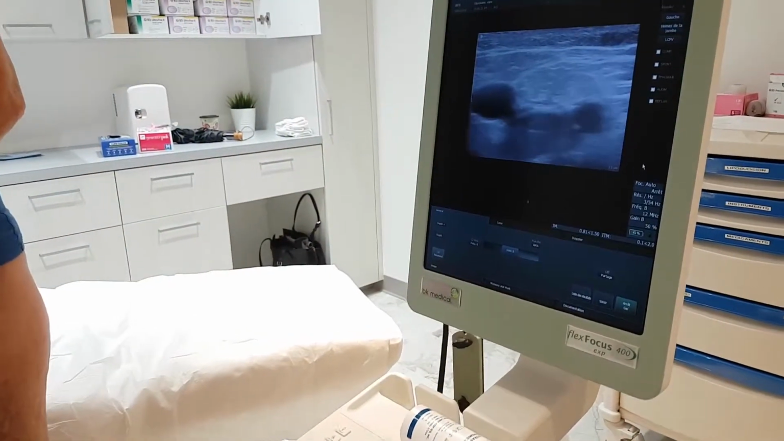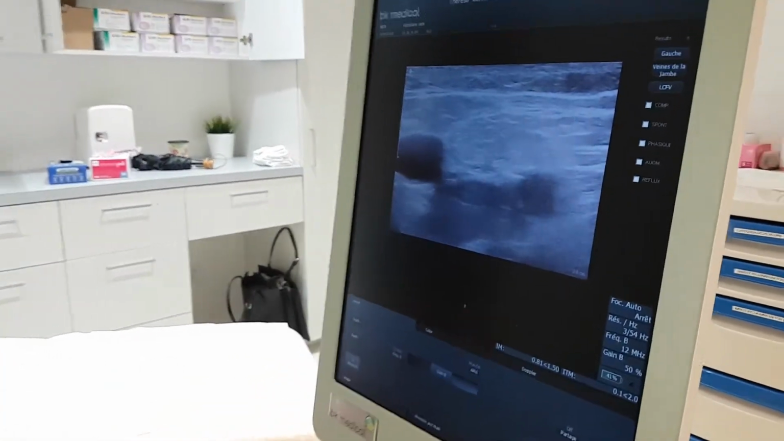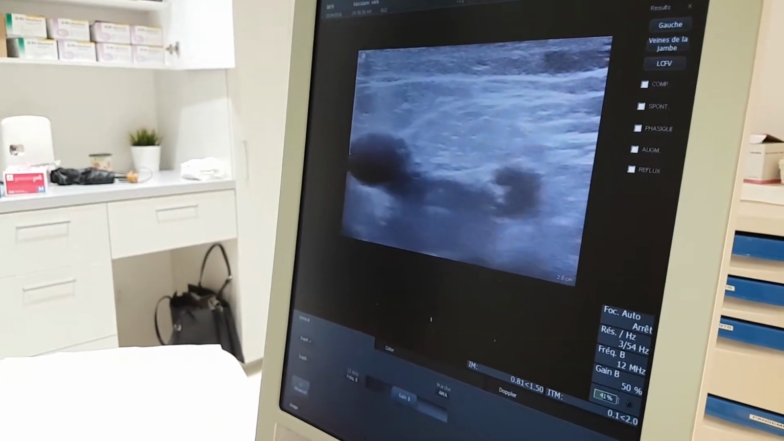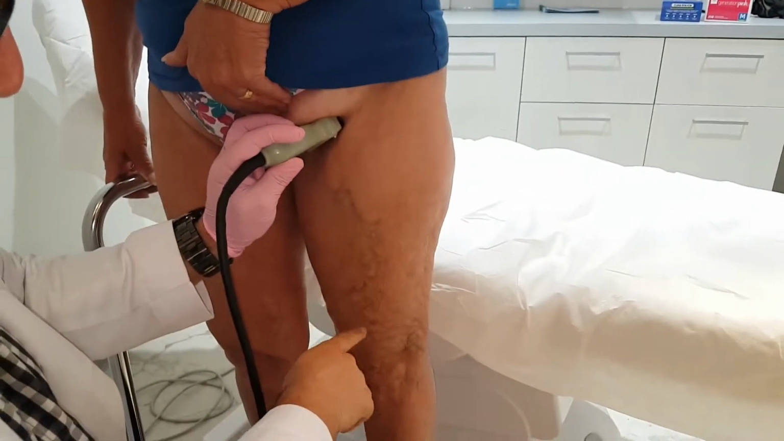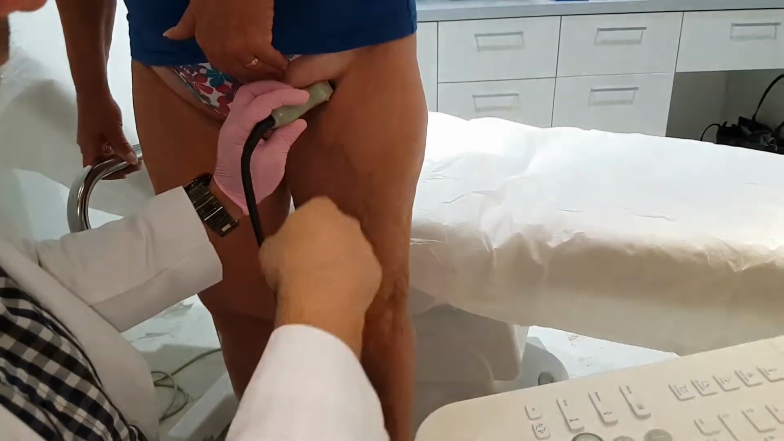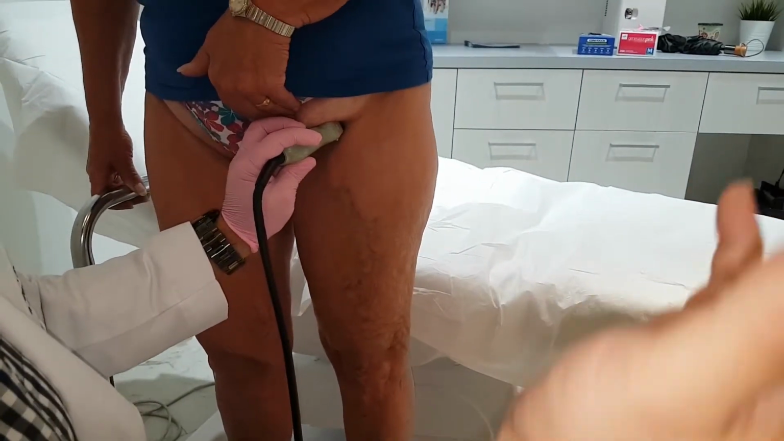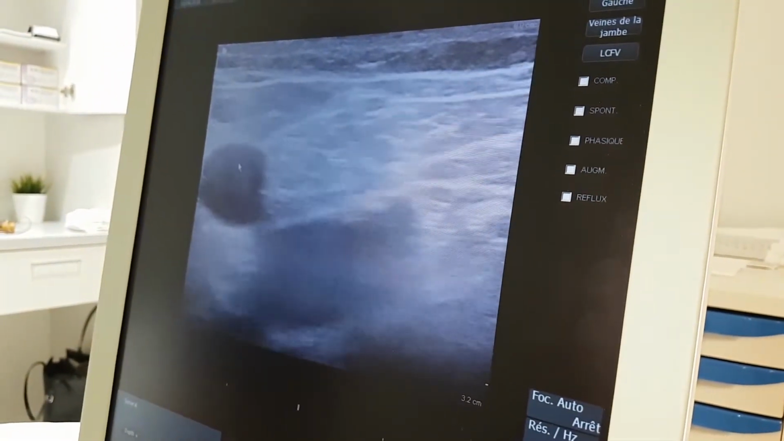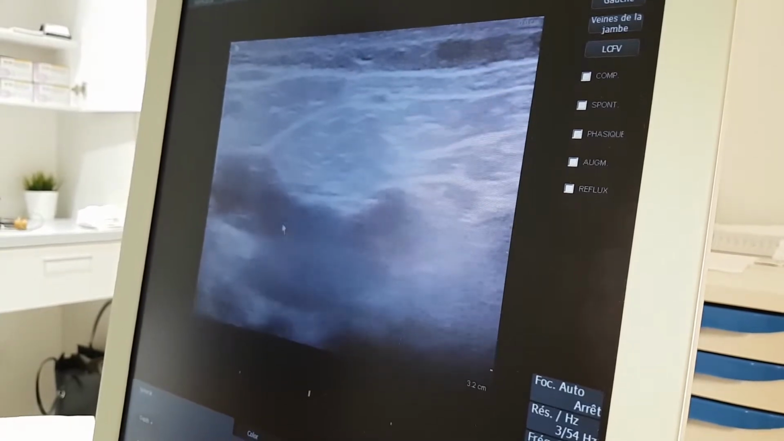Right here, we've decided to do a duplex on this patient, which is an ultrasound, because she has fairly significant varicose veins. And the question we have is, what is the source of the problem? And the only way to find out is to do a formal duplex. The femoral vein, the deep system, and then you have the saphenous vein, which is coming to join the femoral vein.